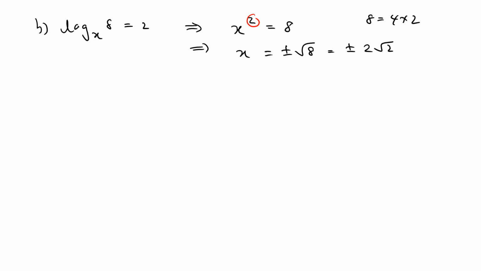Okay, but we know that x is the base. X is the base, so that means x has to be positive. Since x needs to be positive, you can say since x is positive, x equal to square root 2. So that's how you solve for x.